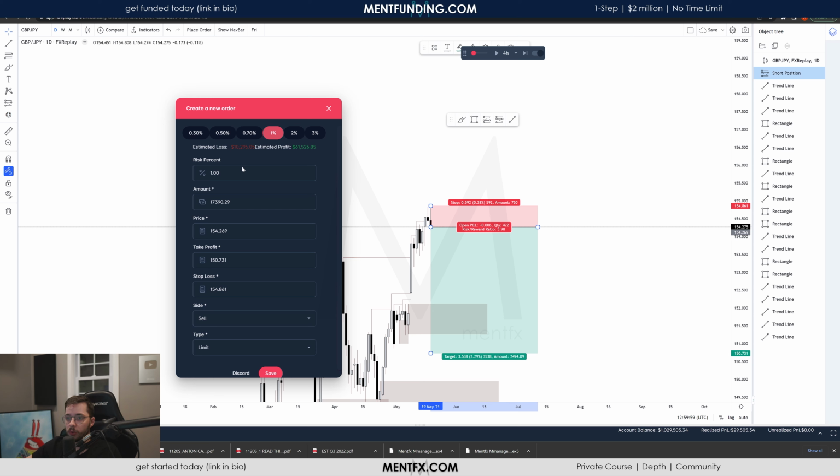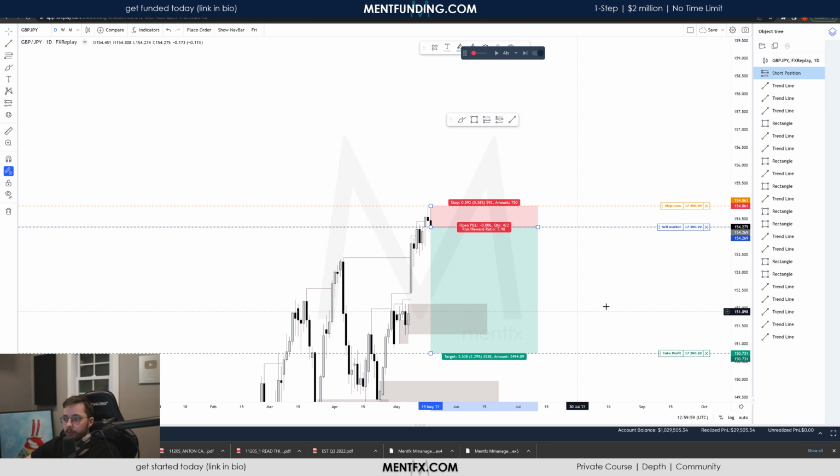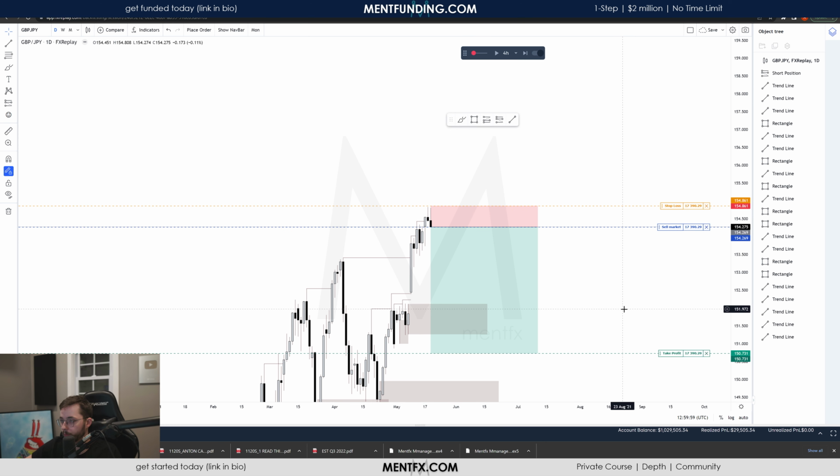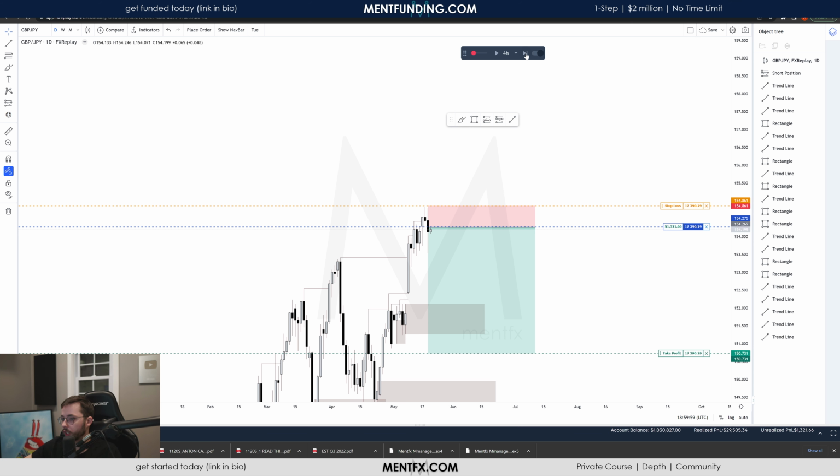We're going to go for 1% risk again. Very simple. Sell, market, save. And I think we're in, okay? Cool. Yes, we are. So now we're in. We're just going to let the burst come in. So again, up to 3 candles at least.